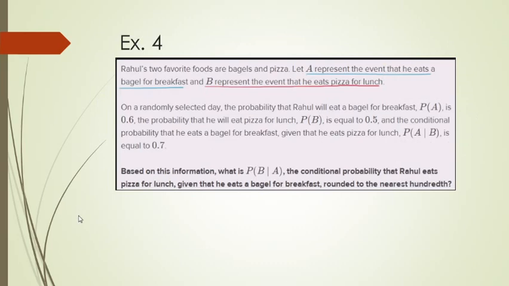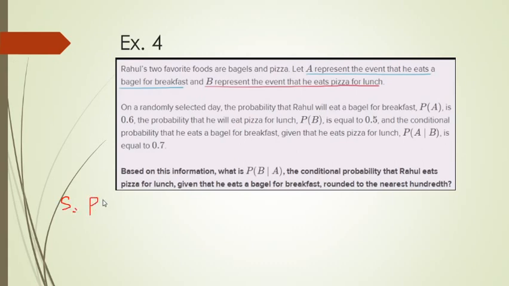Now let's look at one example from the Khan class. Rahul's 2 favorite foods are bagels and pizza. Let A represent the event that he eats a bagel for breakfast, and event B represent the event that he eats a pizza for lunch. This is much more clear, they already define the events. On one randomly selected day, the probability that Rahul will eat a bagel for breakfast, P(A), is 0.6. This is more straightforward.